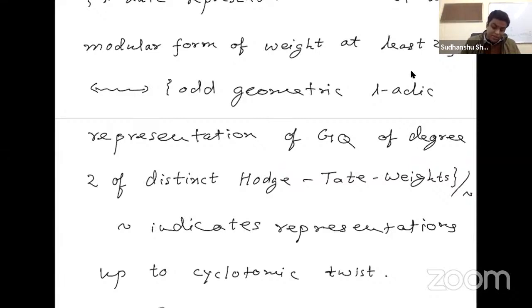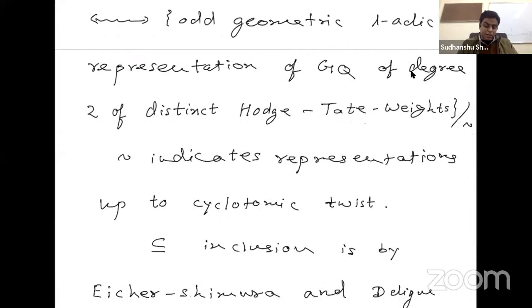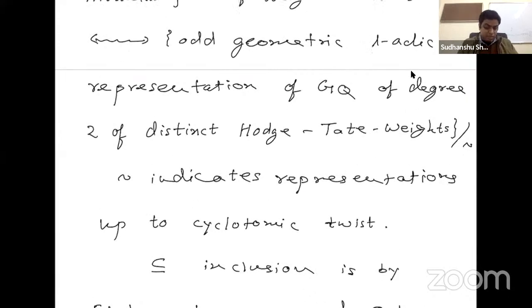When you look at the representations at p, these things called Hodge-Tate weights come in. Again, we will not need this when I state my main theorem and describe the construction of the representation. But let me just make the statement that they correspond to representations of degree 2 with distinct Hodge-Tate weights. This all happens up to cyclotomic twists.